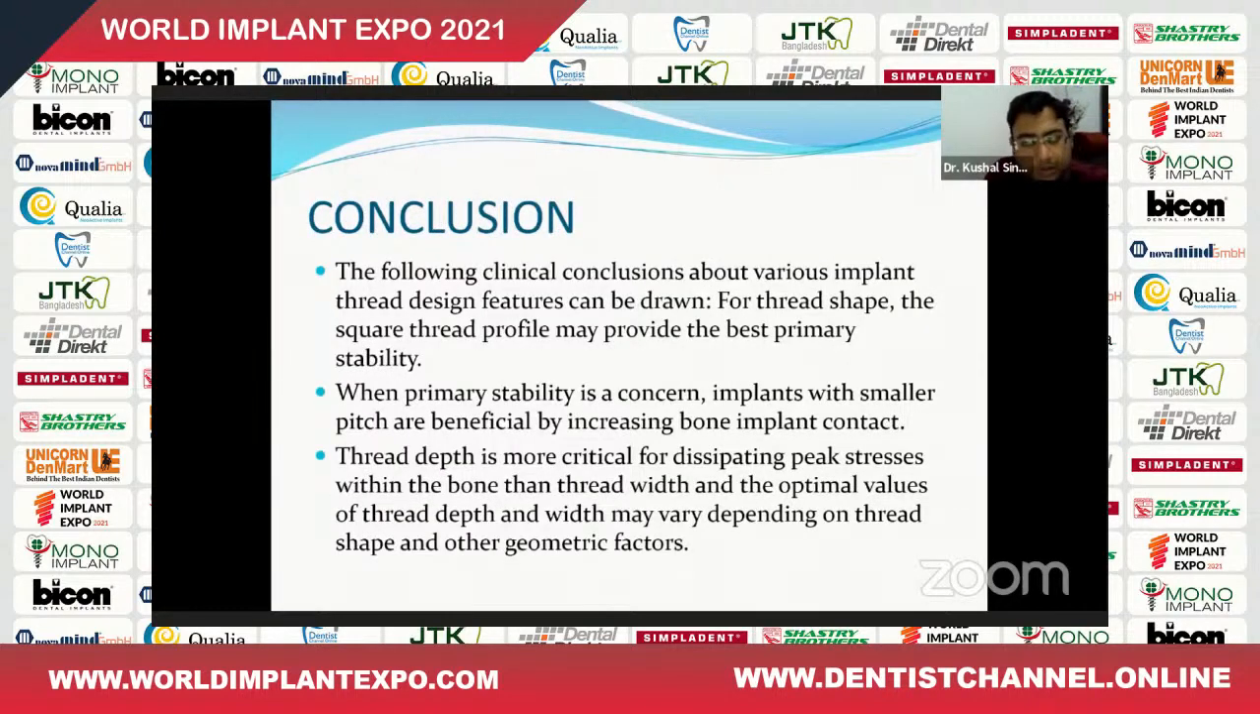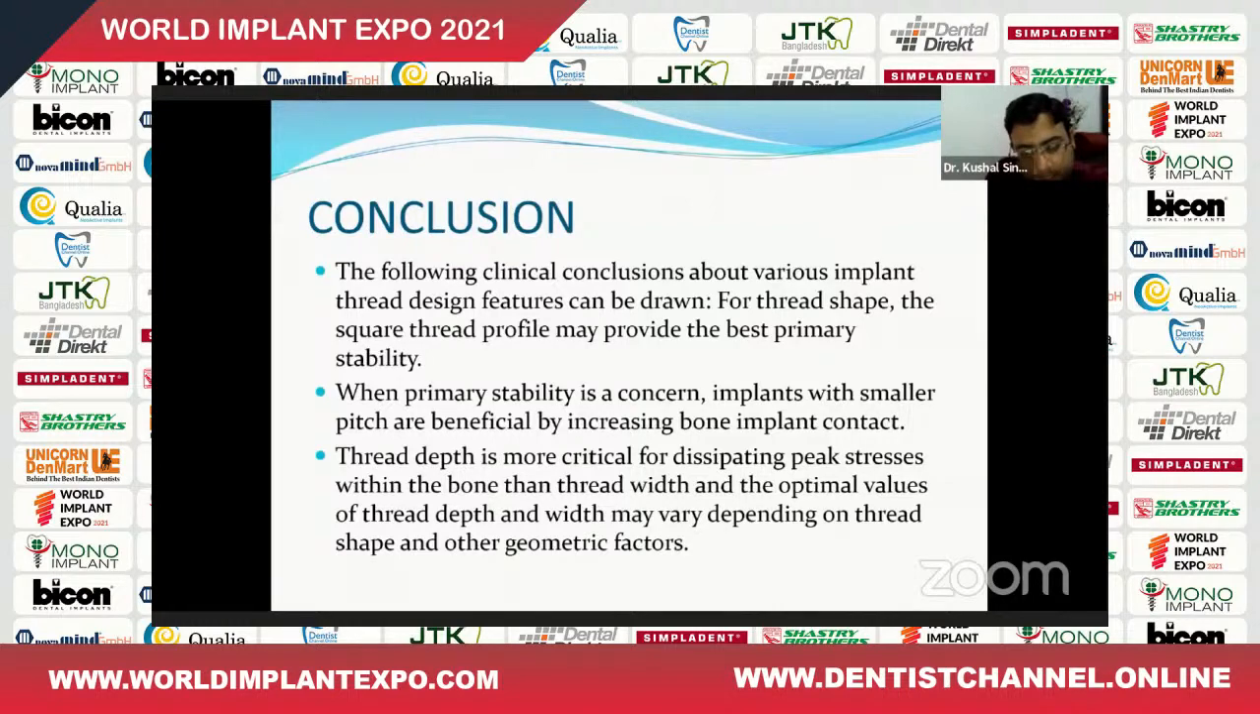Now I will conclude this presentation with the following clinical conclusions about various implant thread design features. For thread shape, the square thread profile may provide the best primary stability, and while primary stability is concerned, implants with a smaller pitch are beneficial by increasing the bone-implant contact. Now, thread depth is more critical for dissipating peak stress within the bone than thread width.